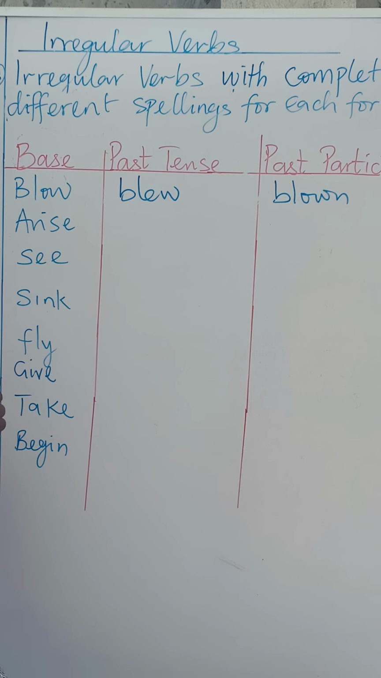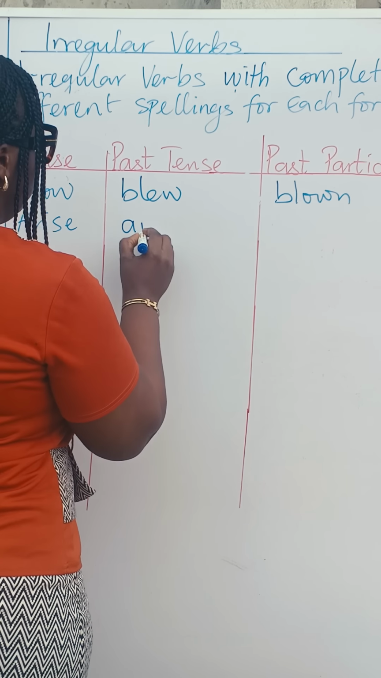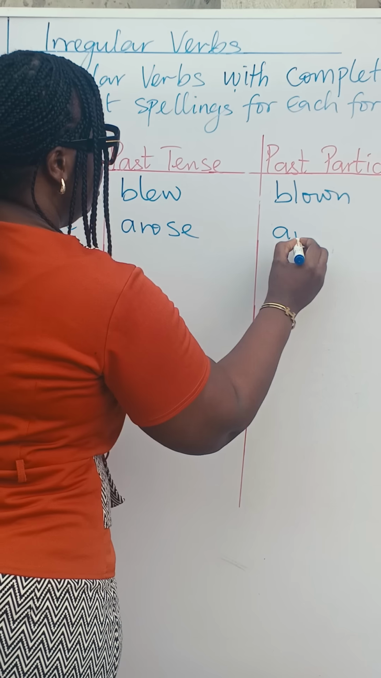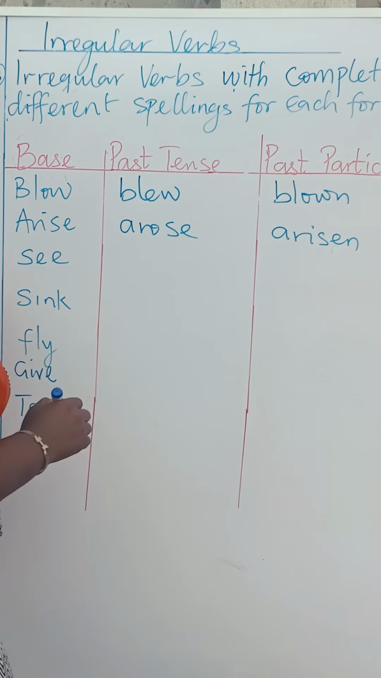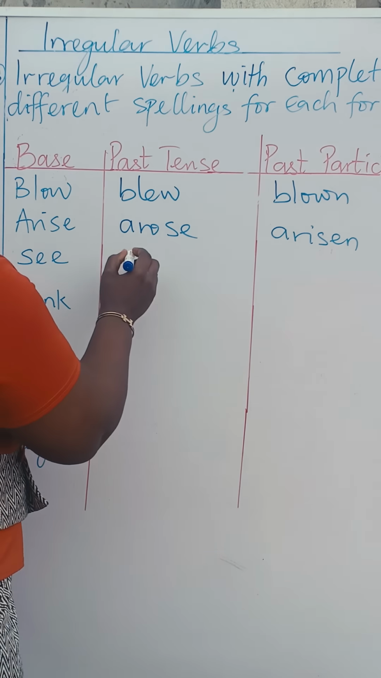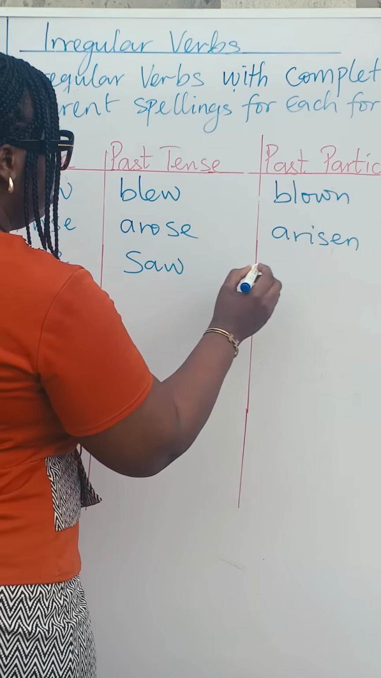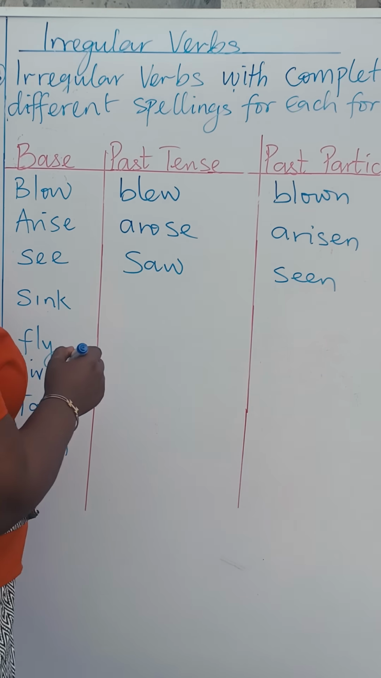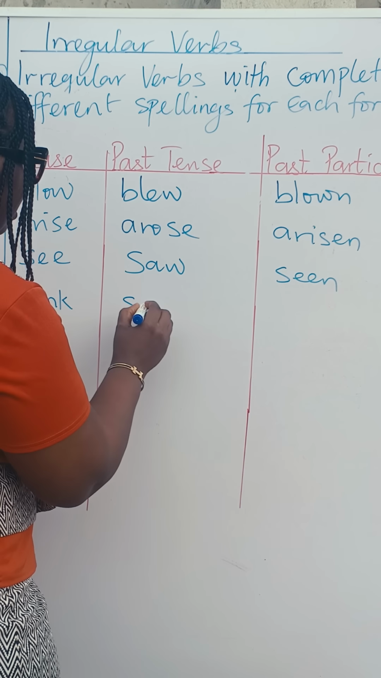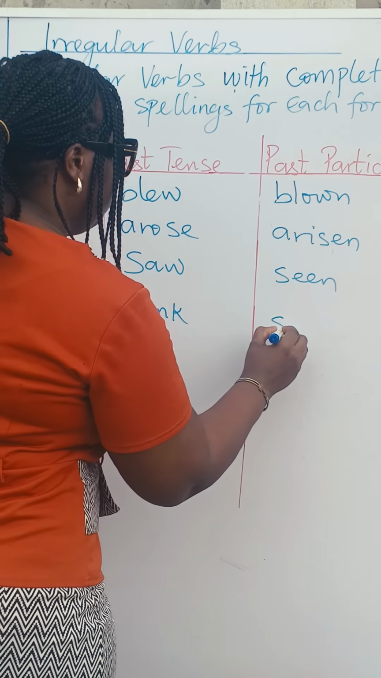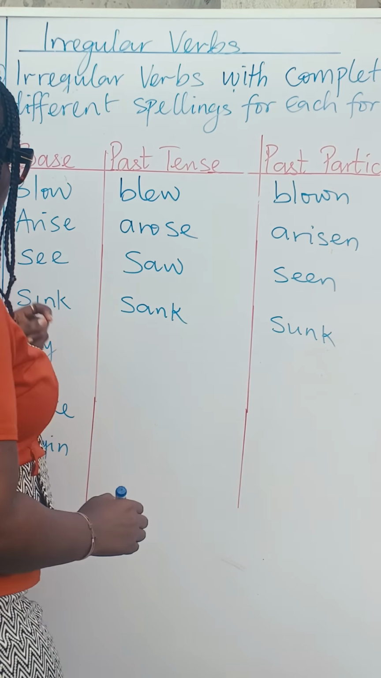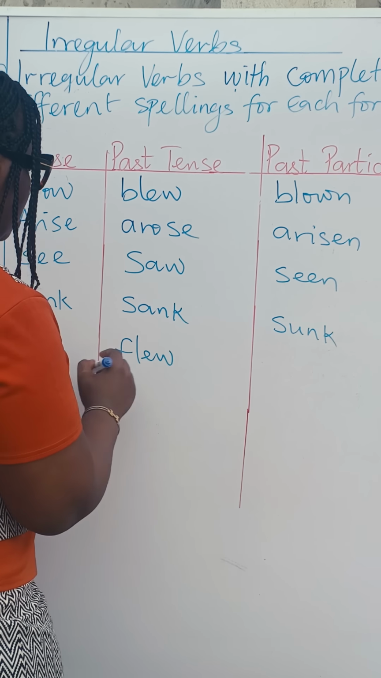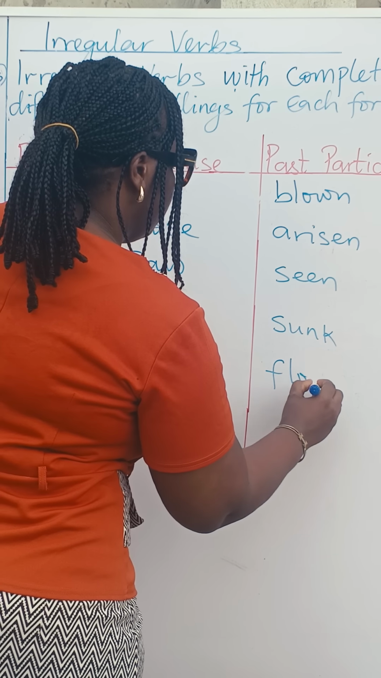Now let's go to number 2. Arise. We'll have arose. And the past participle is arisen. See. Past is saw. Past participle is seen. Sink. Past tense of sink is sank. Past participle is sunk. Fly is flew. And the past participle is flown.